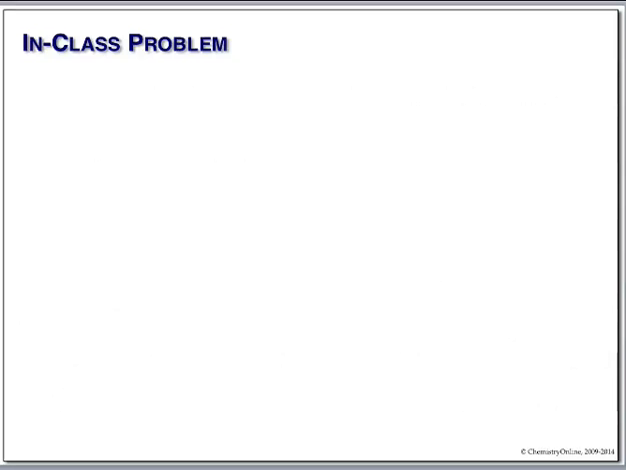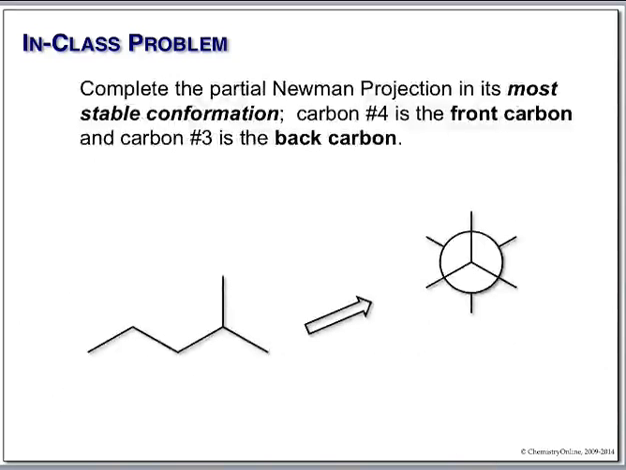Remember our friend, the Newman projection. Simply convert this guy into our Newman projection. We are told in the problem, carbon number 4 is the front, 3 is the back. So let's number it.